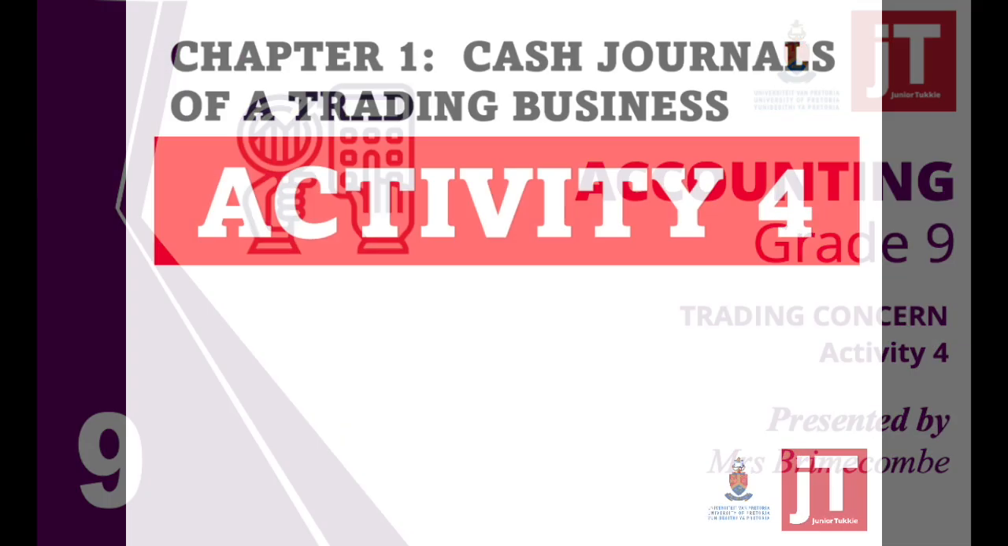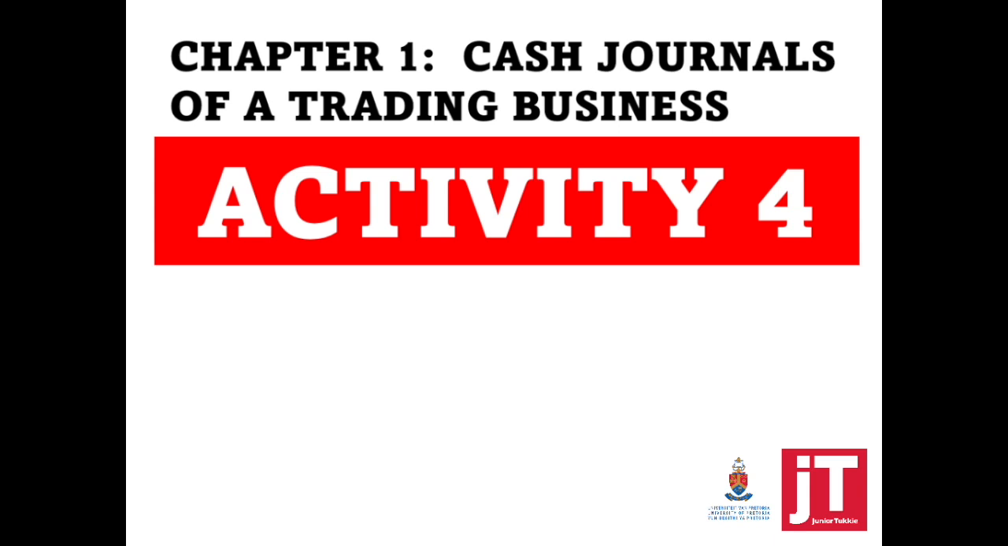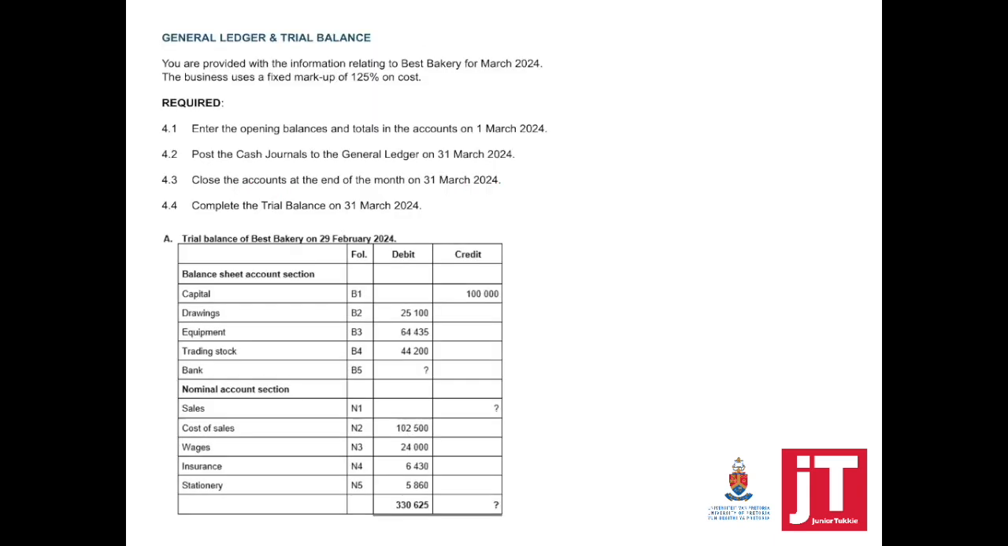I'm Mrs. Primacombe. We're going to look now at Chapter 1, Activity 4. You are provided with the information relating to Best Bakery for March 2024. The business uses a fixed markup percent of 125% on cost.